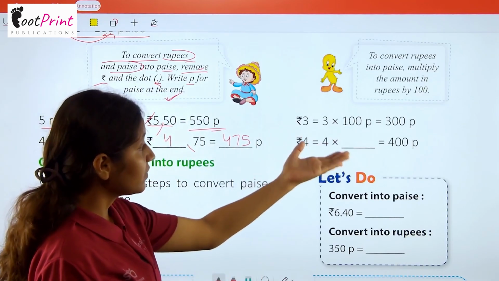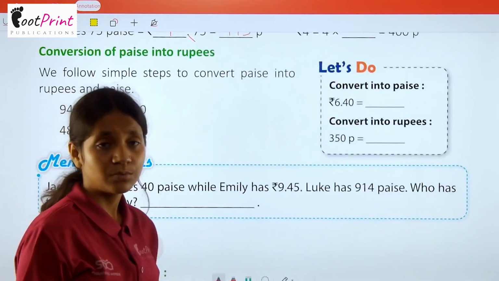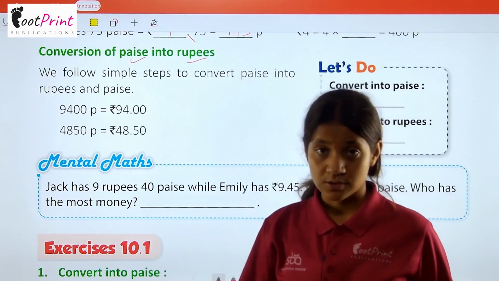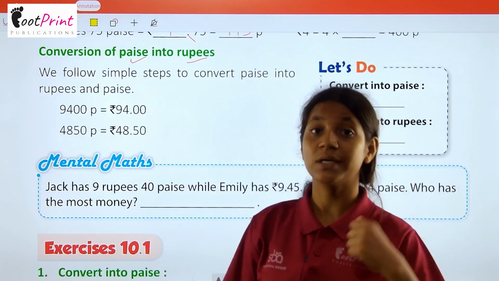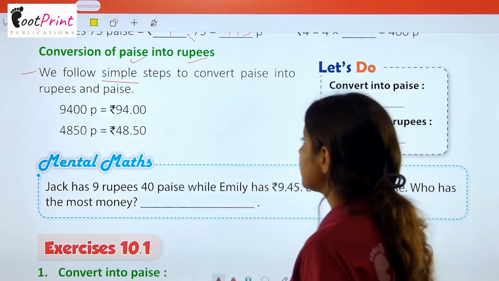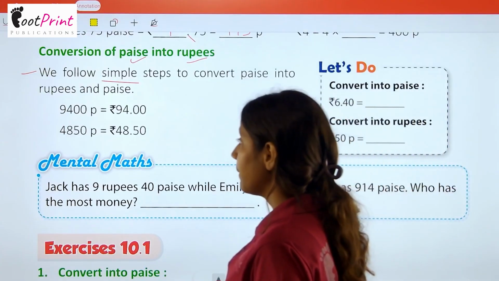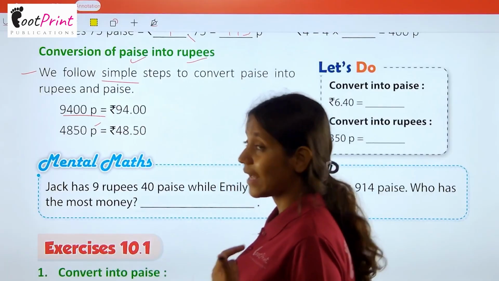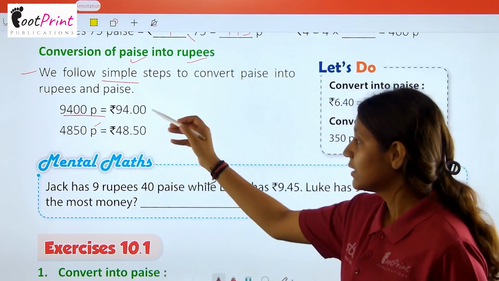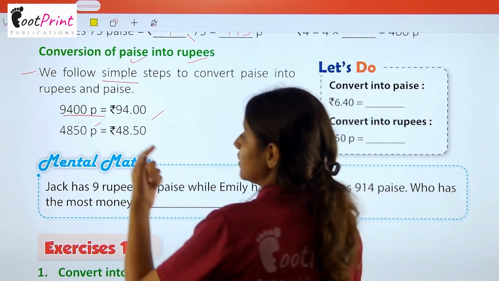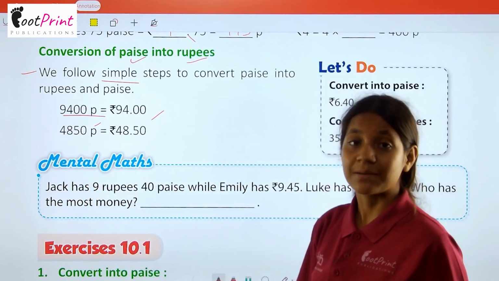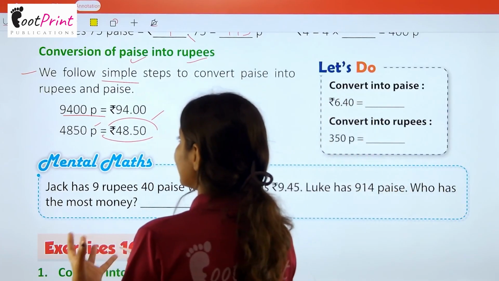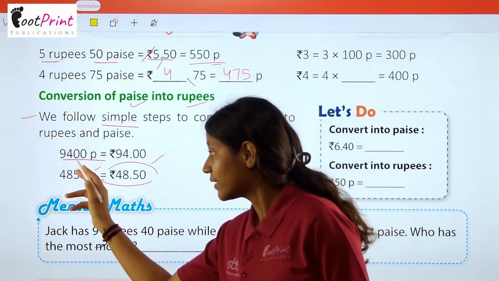In a similar manner, we have one more part which you people will do by yourself. Now we have conversion of पैसे into rupees. So अब smaller unit से bigger unit की ओर जाएंगे. We follow simple steps to convert पैसे into rupees and पैसे. For example, we have 9400 पैसे. That means rupees 94. Okay. Then 4850 पैसे. That means rupees 48 and 50 पैसे. So what are these simple steps? You have to just get the two places.